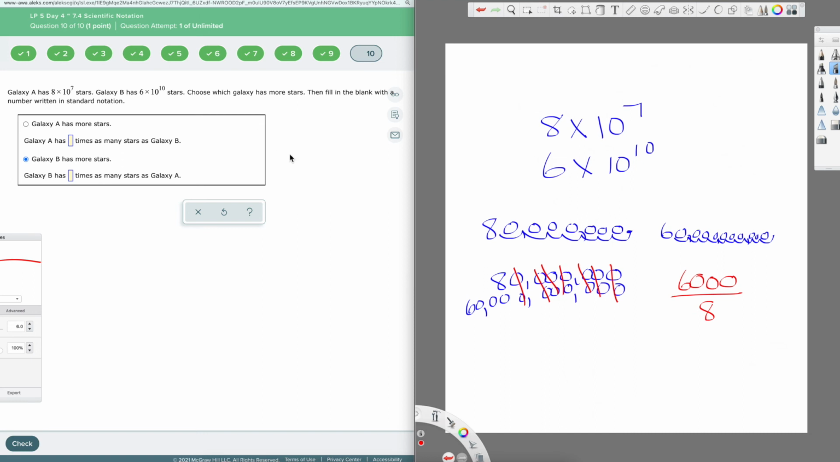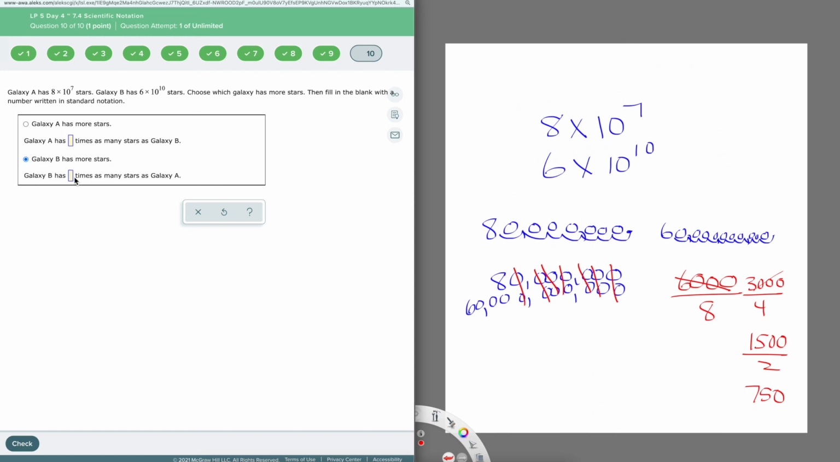So let's see, if I divide by 2, I get 3,000 over 4. If I divide by 2 again, I get 1,500 over 2. So if I divide by 2 again, I get 750. So 750 times the size. I could have also used a calculator and just done 6,000 divided by 8, and it should give me the same answer there. So I'm pretty sure that's what they're looking for there.